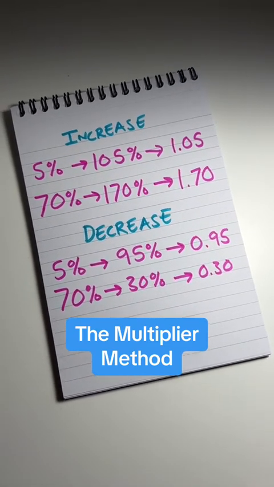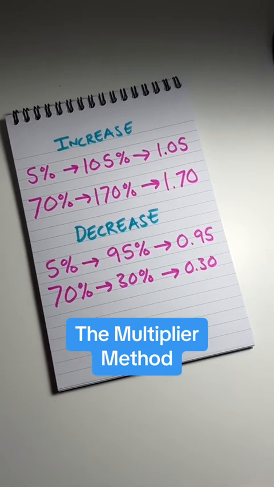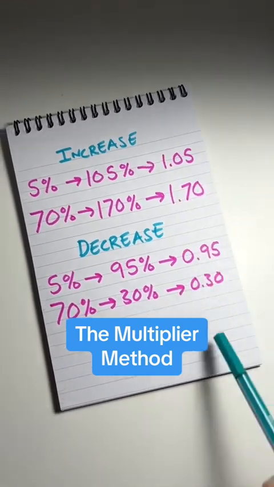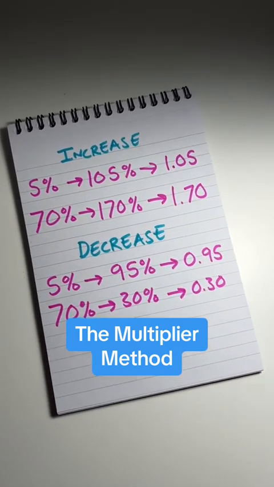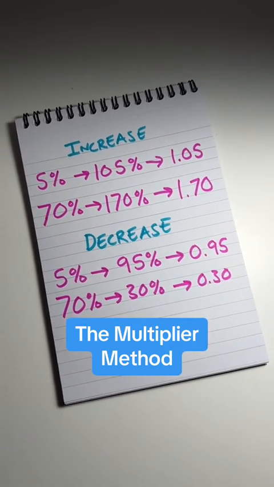So if you want to do an increase of 5%, you need to consider that as finding 105%, which as a decimal is 1.05. So once you've figured out what the multiplier is, it's just a case of taking the original number and multiplying it by 1.05, and that will do all of those things in one go.